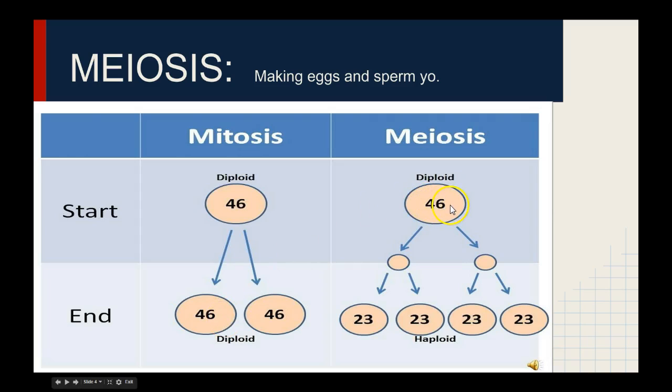Meiosis is a different thing. We start out with the 46 chromosomes, but it goes through one cell division, and then each of those goes through another cell division to produce 4 cells with 23 chromosomes, or with half the number of chromosomes as the original cell. So that's meiosis. Okay, making 4 cells with half the number of chromosomes.